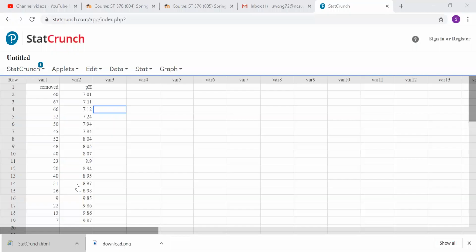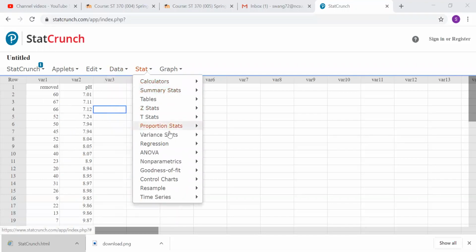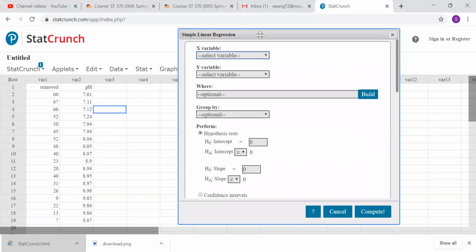So here is the StatCrunch, and the data is here. It's posted on Moodle called pH. I just copy and paste the two columns here. So we are trying to fit a regression line. We go Stat, Regression. We are fitting a simple linear regression model, using the pH to predict the arsenic being removed.